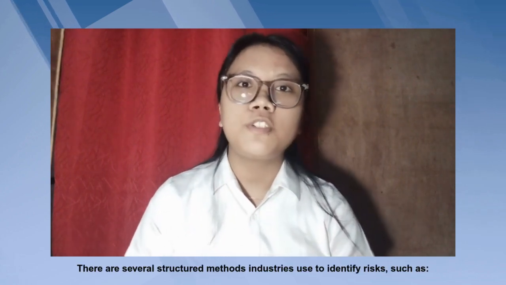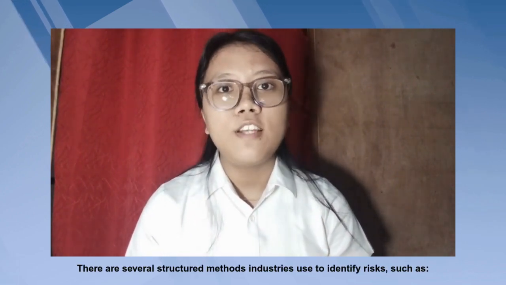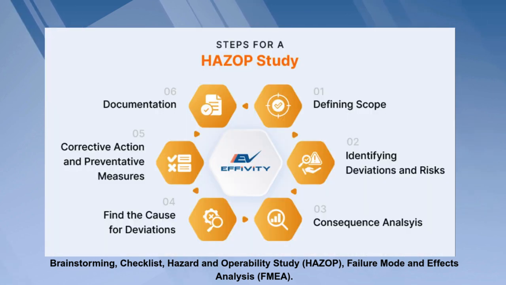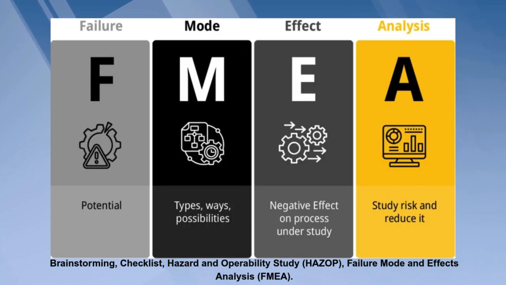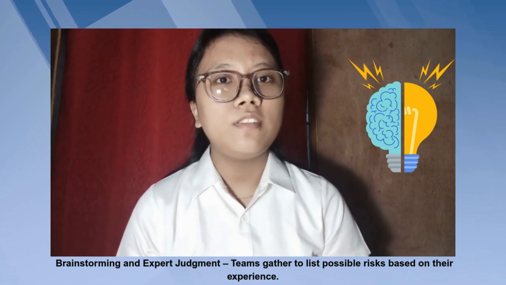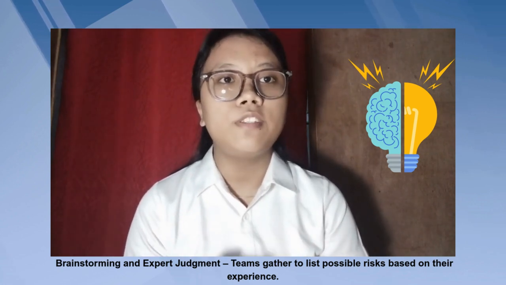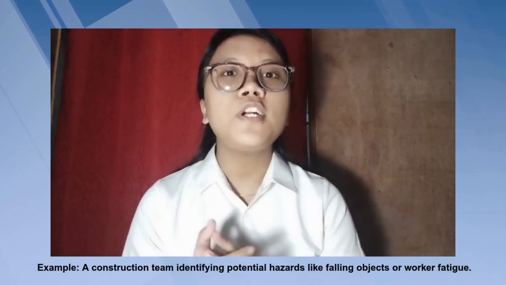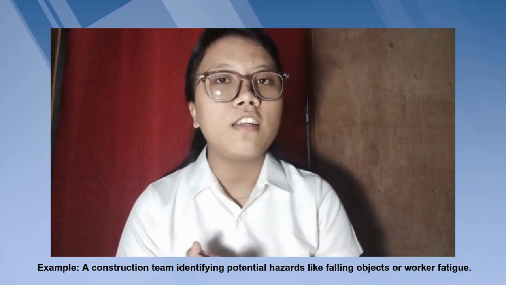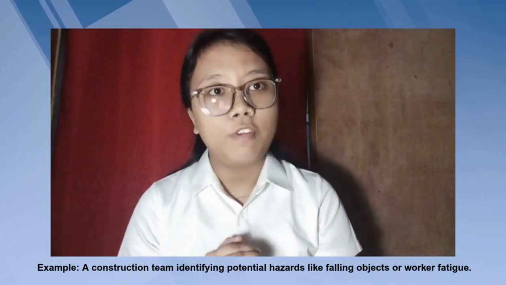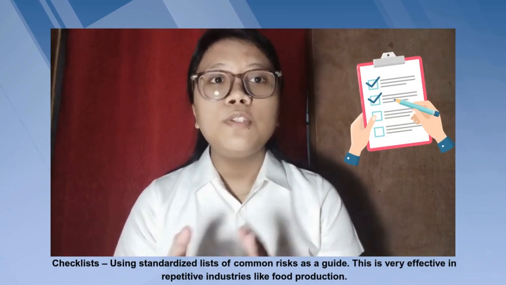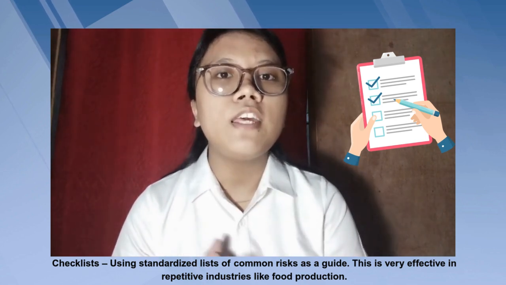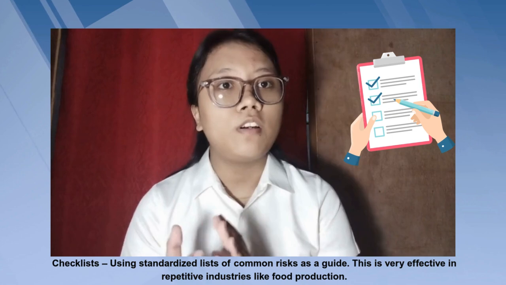There are several structured methods industries use to identify risks, such as brainstorming, checklist, hazard and operability study, and failure mode and effects analysis, and so on. In brainstorming, teams gather to list possible risks based on their experience. An example of this is a construction team identifying potential hazards like falling objects or worker fatigue. In checklist, a standardized list of common risks is used as a guide. This is very effective in repetitive industries like food production.